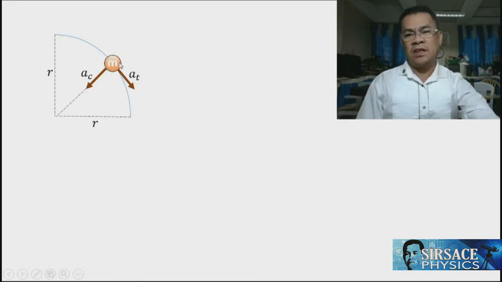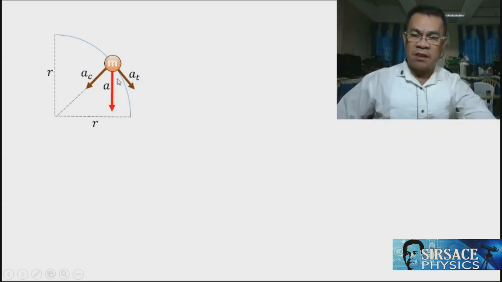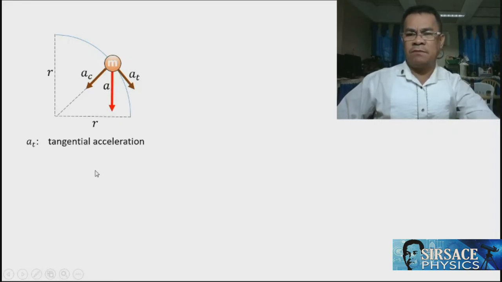Now take note that this is tangent, so it must be perpendicular to the radius. The angle between the tangential and centripetal accelerations must be 90 degrees. These are the components of the total acceleration of the particle moving around the curve. This is the acceleration, and it is actually the vector sum of these two vectors. So when you are calculating the magnitude of this acceleration, you can use the vector sum of the two. Again, it is the tangential acceleration, and a sub C is the centripetal acceleration.